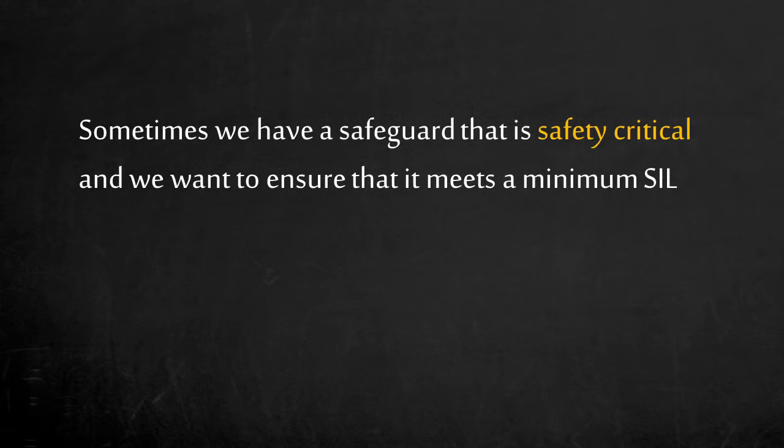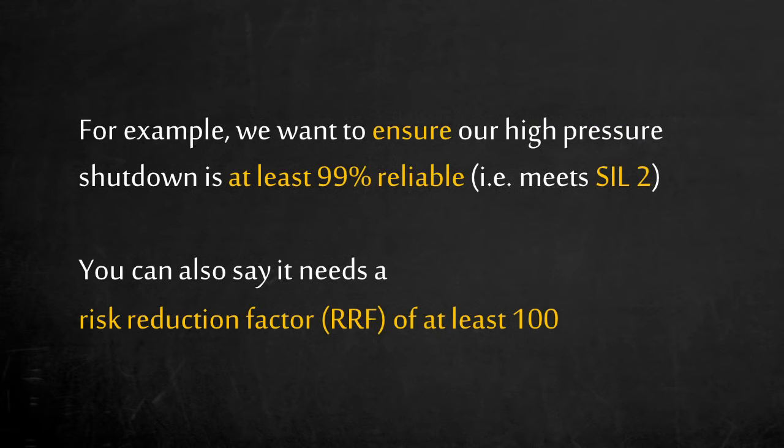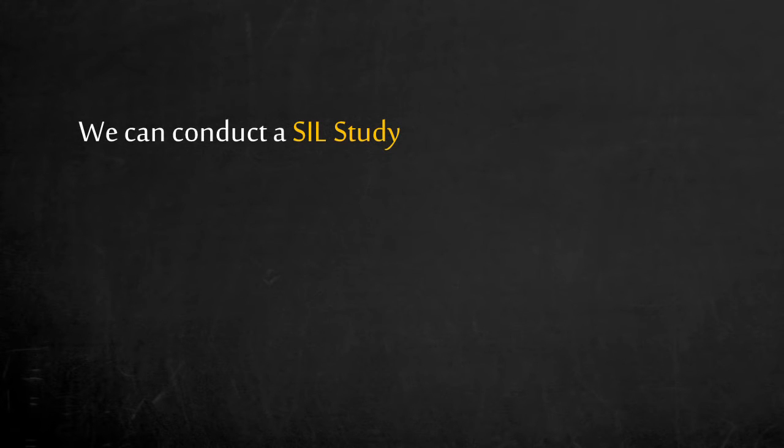Depending on the specific process, other protection layers in place, and the tolerable frequency of a consequence, an automated function may be safety critical and need to meet a minimum safety integrity level. We claim that our high-pressure shutdown is at least 99% reliable, or in other words, that it has a risk reduction factor of at least 100. As a safety critical function, we want to ensure it can meet SIL 2. How can we systematically make design and operation decisions to meet the safety integrity level we need?